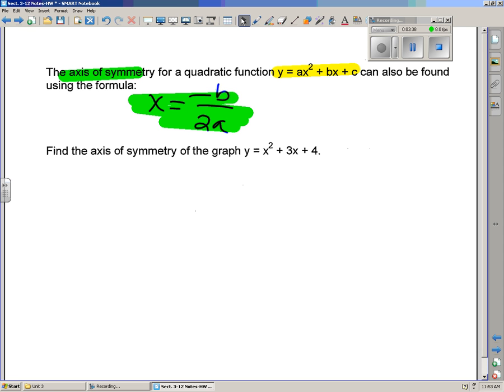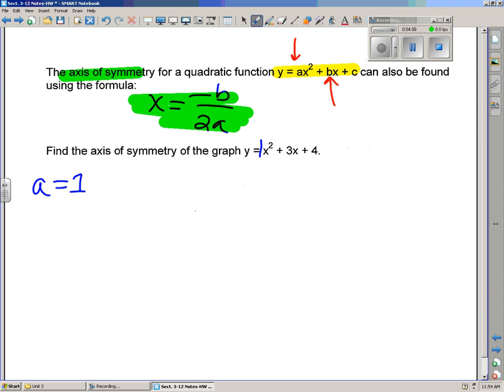Well, where's the b that you're looking for? It's whatever's attached to the x value. And where's the a? It's whatever's attached to the x squared term. So if we want to find the axis of symmetry of this particular graph, we need to be able to use the formula. So we need to identify the a and the b. If we look for the a, well, the a is the value that's attached to the x squared term. In this case, a is 1.